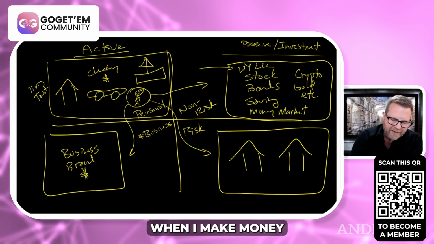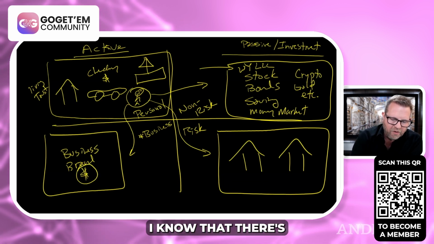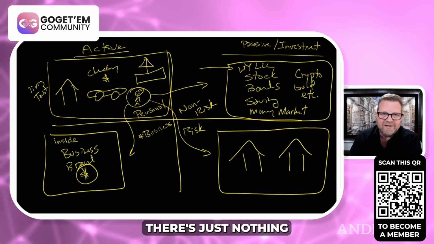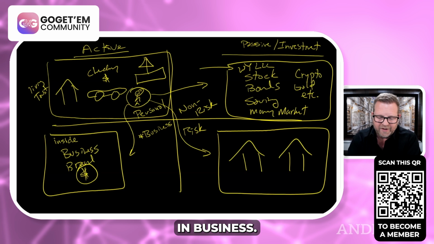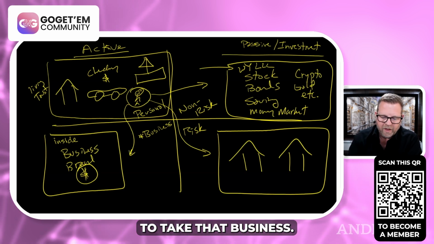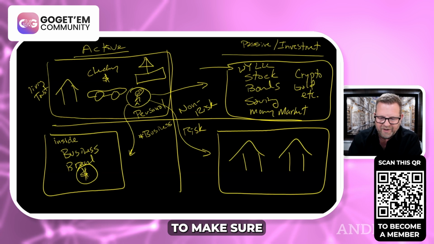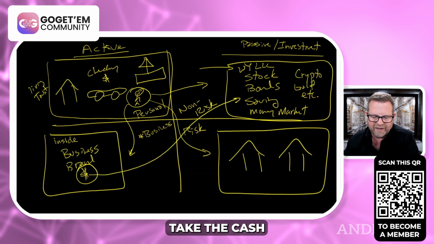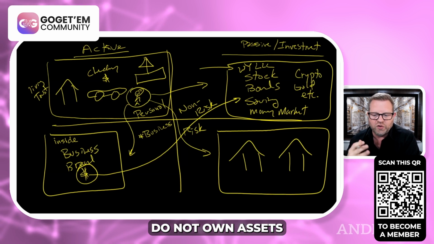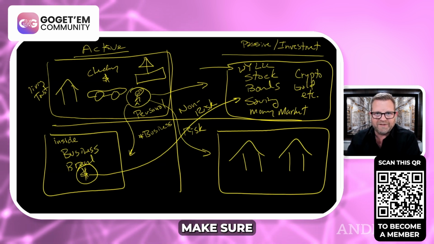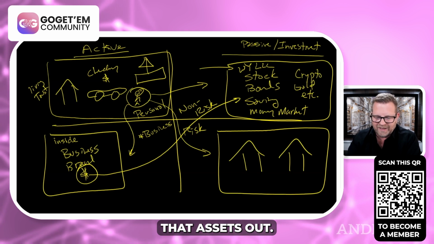When I make money in a business, I know that there's inside liability that I cannot escape. There's just nothing I can do if I'm out there in business. I also have outside liability where they might try to take that business. So the easiest thing I can do to make sure nobody ever messes with me is periodically take the cash out of the business. Do not own assets in your business. Make sure you are getting that assets out.